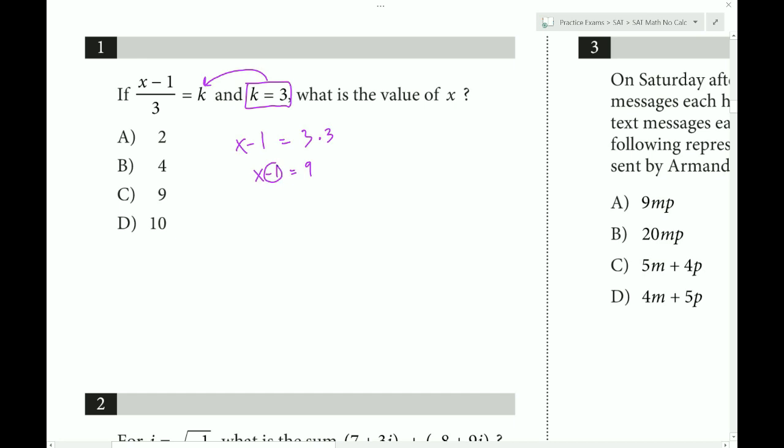Then we have the 1 here, so we add 1 to both sides. And since that's a term, it could be moved to the other side via the opposite operation. And we get x equals 10. So that's choice D.